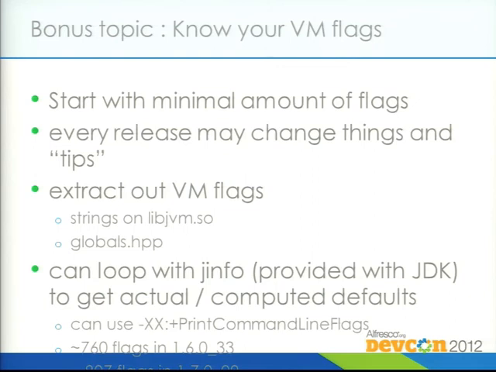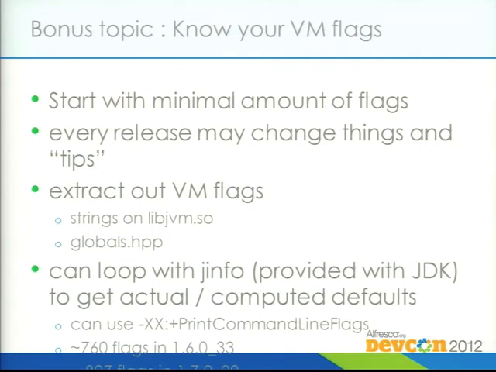And a cool thing that you can do when you have all the flags is run a loop and use jinfo. It's a tool provided by the JDK, and it can give you the value of a specific flag on a running JVM. So basically, if you have all the flags and you have the VM running, you can just get all the flags, and out of curiosity, you'll find out what the default values are for all the flags.